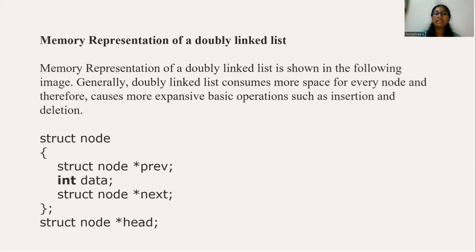So how is memory represented in a doubly linked list? It is shown in the following image. It will consume a little more space for every node, and it is more expensive. Basic operations like insertion and deletion have to be followed in a more complicated way. The same structure will be present: struct node *previous, int data. We have to declare the variables, and as it follows a structured program, the following operations will be followed.